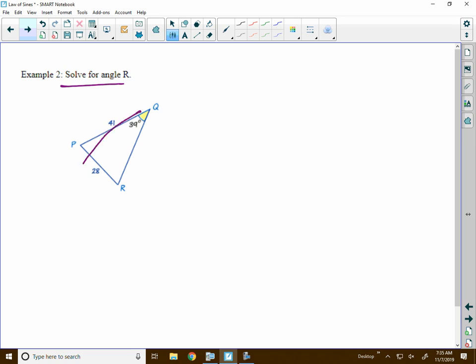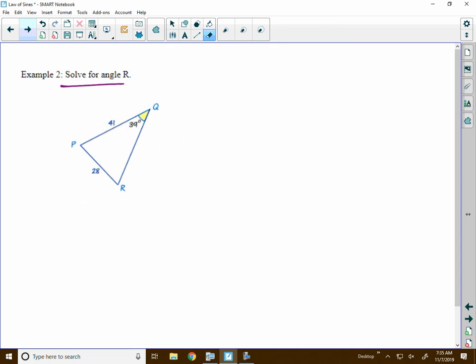Here's how you know that you're solving for R. You have one set. Here, we're going to call them a set. You have a matching angle and a side. The other item that you are given is a side, but that angle is not yet solved for. That's how we know that we're going to solve for angle R.